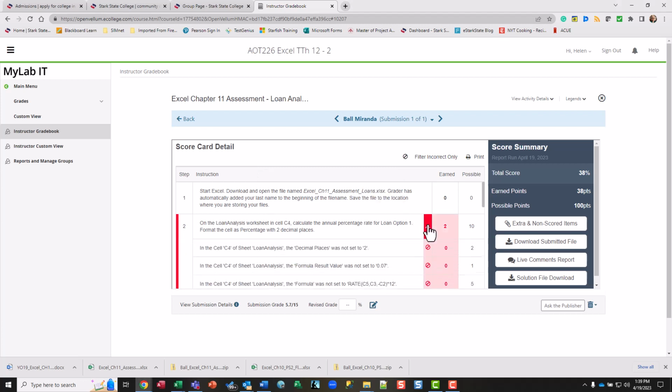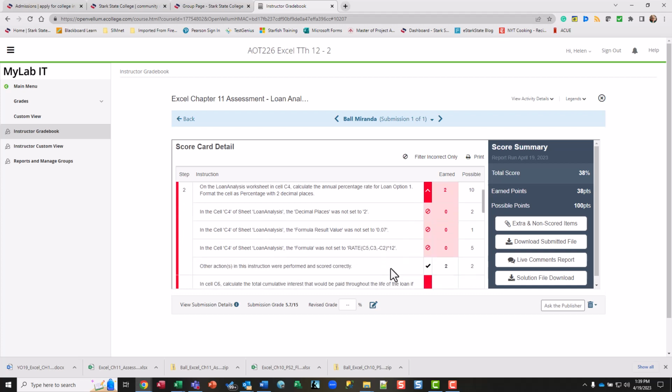So yeah, I went in and looked at your scorecard, and we're going to start here with step two. Right here is the formula that you needed to use. So let's look at your file.